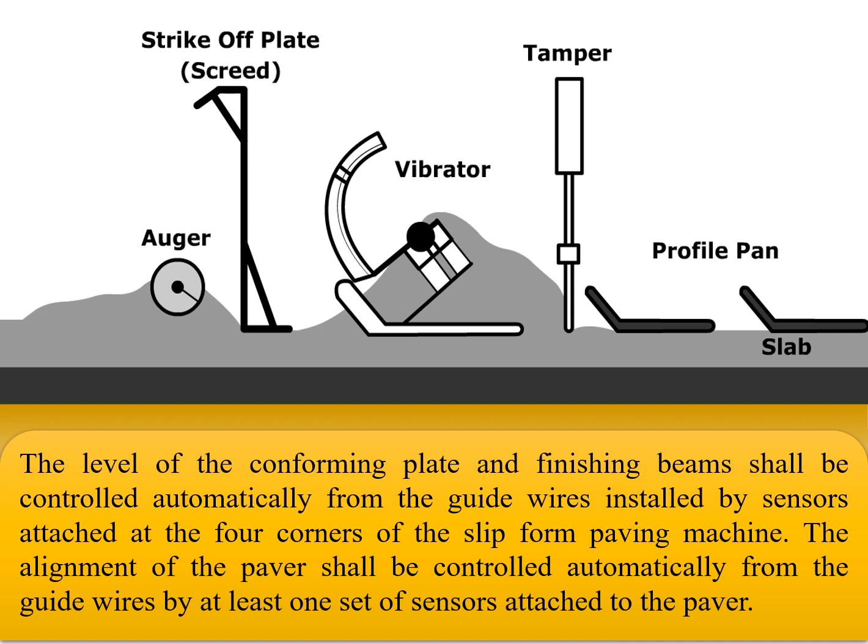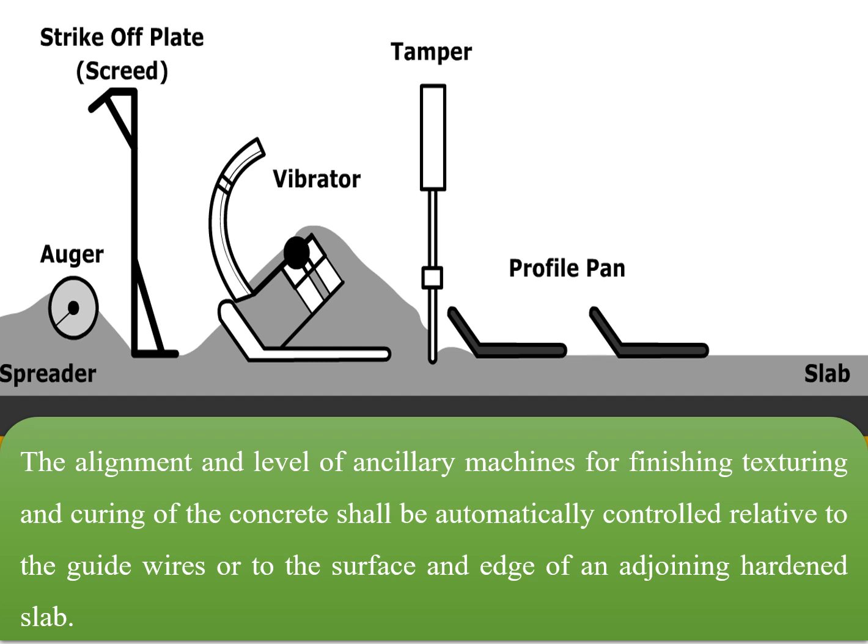The alignment of the paver shall be controlled automatically from the guide wires by at least one set of sensors attached to the paver. So the front portion is the auger, which is followed by the screed, the vibrator, the tamper, and the profile plane, and then the final slab. When the paver moves, the auger rotates at its position and takes the material inside, which is being vibrated using the screed and the vibrating machines.